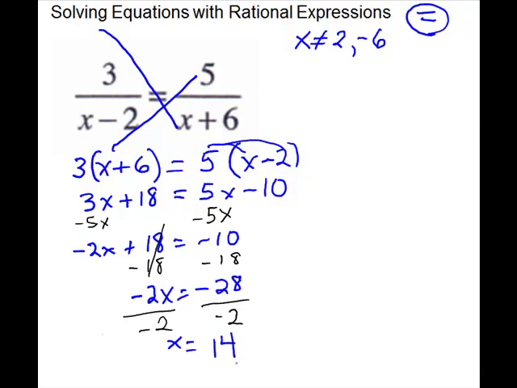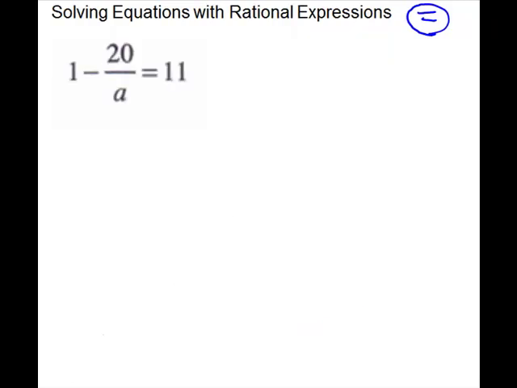Now, before you finish and say that's the solution, you have to make sure that you didn't throw 14 away. You threw away 2 and you threw away -6. So that's okay. 14 is the solution. We'll do one problem here with the other solve method, and then I'll do a separate video of each.